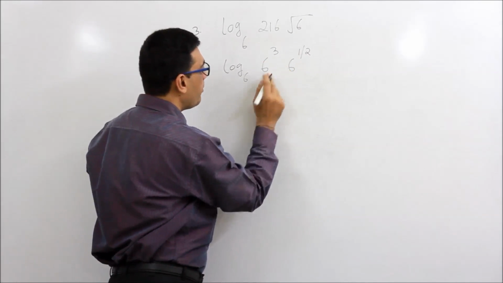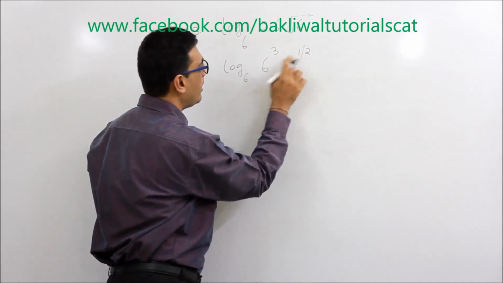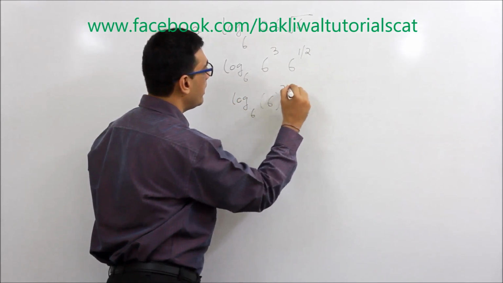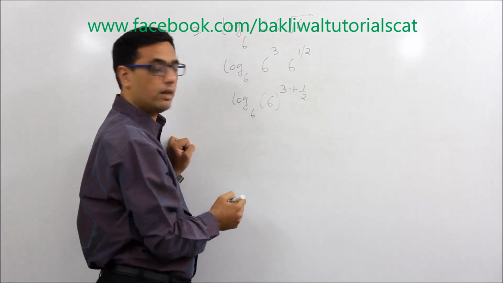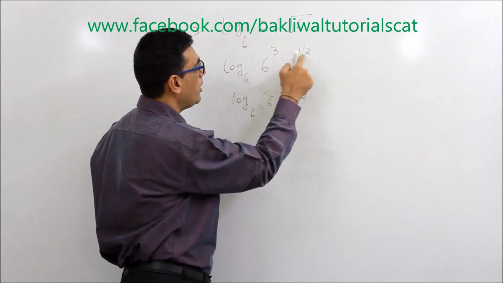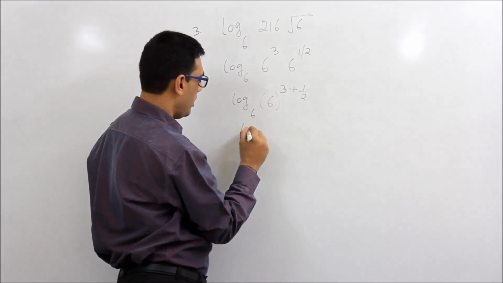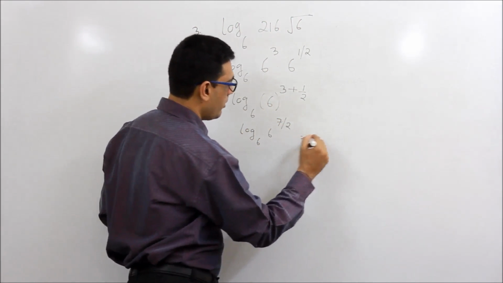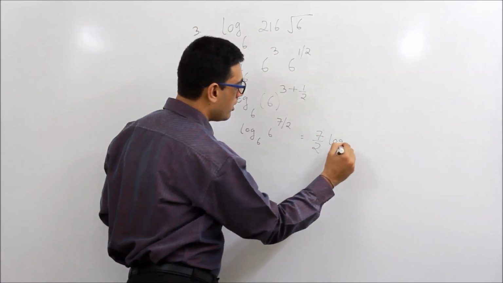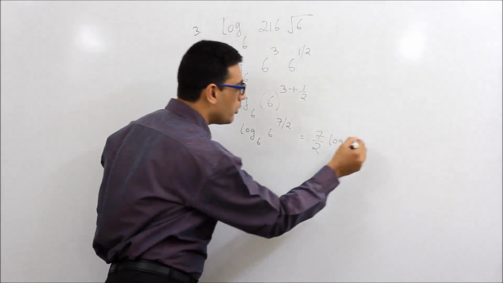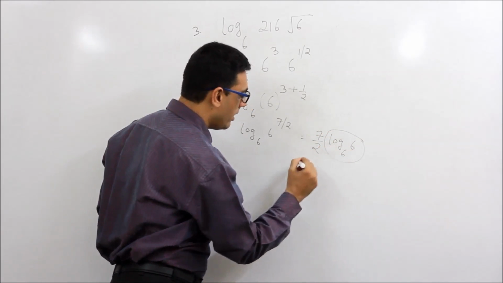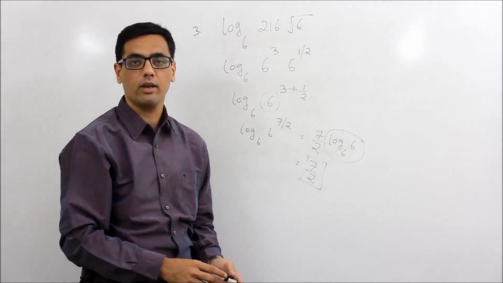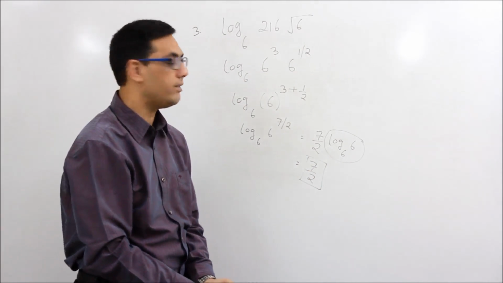So now when the bases are same, in multiplication the powers are added. So this basically becomes log 6 of 6 raised to the power of 3 plus 1 by 2. So 3 plus 1 by 2 is what? So this is log 6 of 6 raised to the power of 7 by 2, which can be written as 7 by 2 log 6 of 6. Now no points for guessing, this is nothing but 1, and therefore the net value of our question is 7 by 2. This was again one of the XCAT questions, very simple.